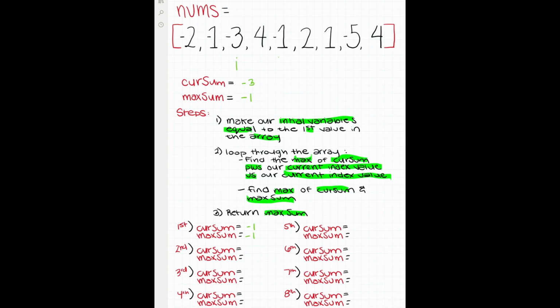Then after that, all we're going to do is compare -1 to -3, and we know -1 is bigger, so we're just going to keep that value. So the current sum is -3, and max sum is going to be -1.